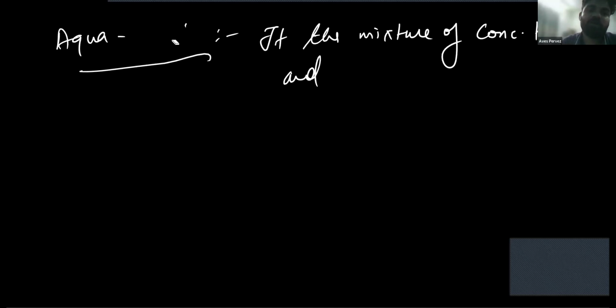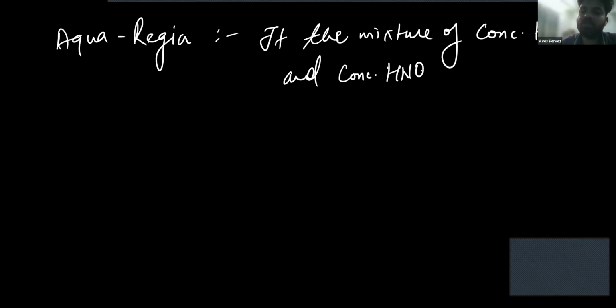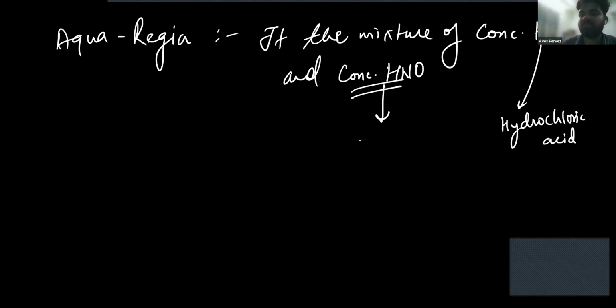Aqua regia. It is also called royal water. So it is the mixture of concentrated HCl and concentrated HNO3. HCl is hydrochloric acid, and HNO3 is nitric acid.